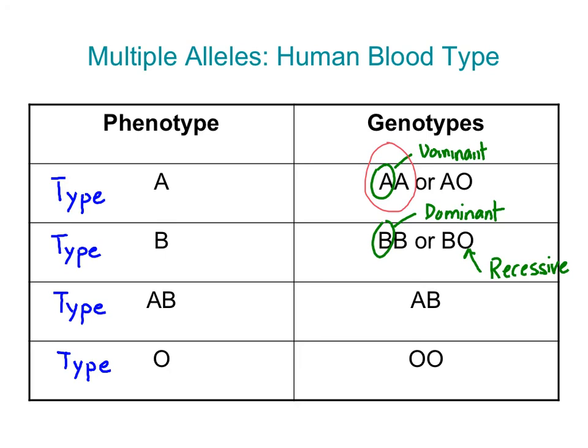Again, difference between pheno and geno. For pheno, make sure you include the word type. For geno, it's just 2 letters, the 2 alleles.